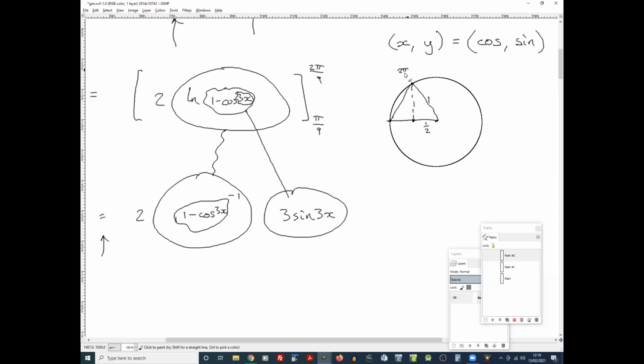2/3 pi, which is 11 o'clock. Cos, because the horizontal coordinate axis is cos. -1 there because it's a unit circle. This distance is a half. So that coordinate is -1/2.